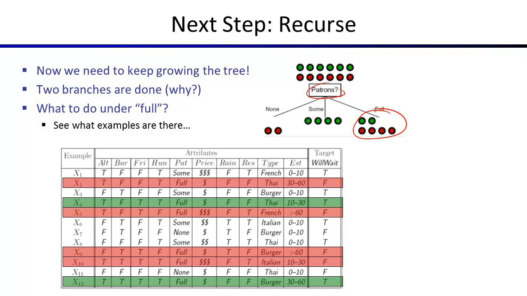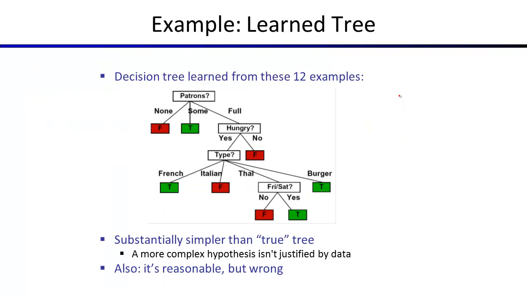Can't use patterns anymore, it's not meaningful, because for all these examples, patterns takes on the same value. We look at all the other attributes, see what happens in terms of entropy after you make the split. Pick the one that has the best expected entropy. Okay, so here's what you end up with for this particular example.